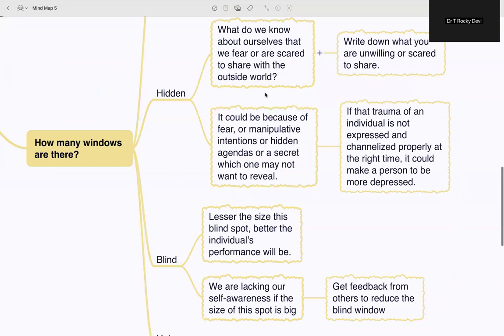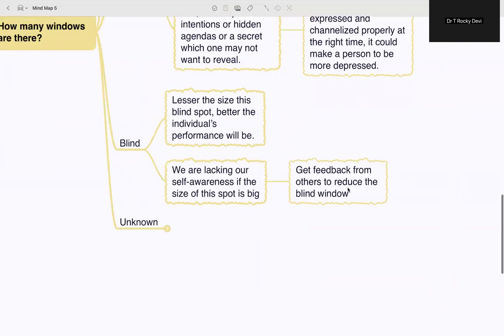So how to reduce this blind window is, you have to get feedback from others. As I told you in that activity, Mr. A and Mr. B, when Mr. A talks about Mr. B, Mr. A will reveal so many characteristics which Mr.